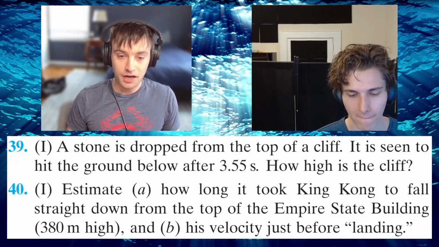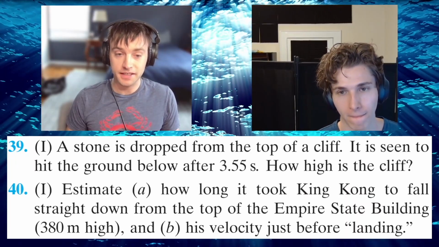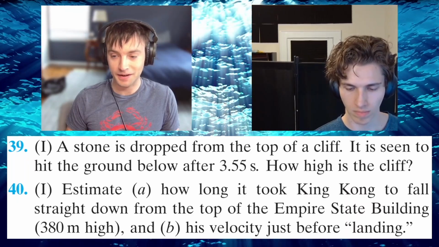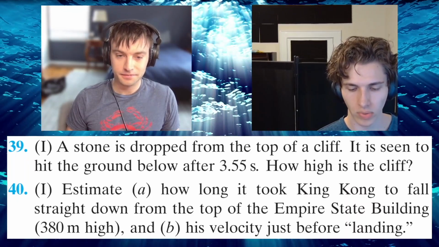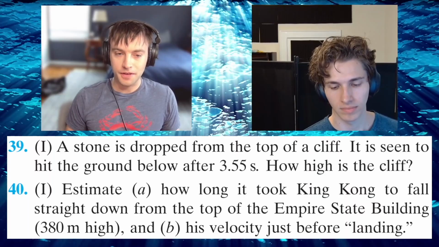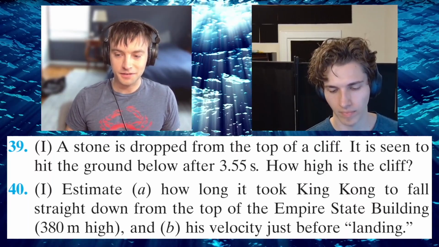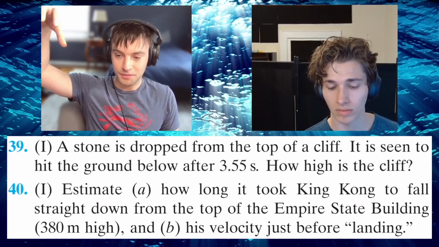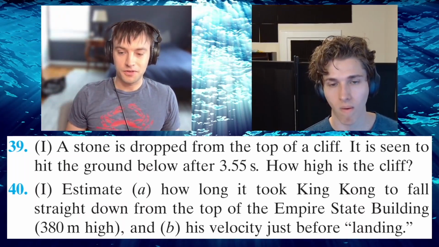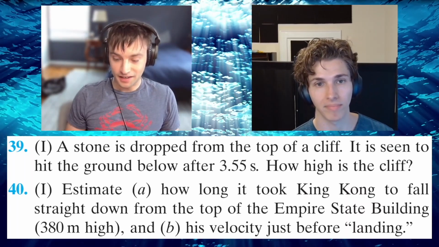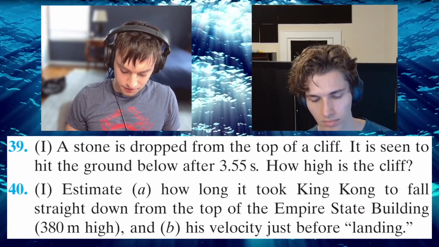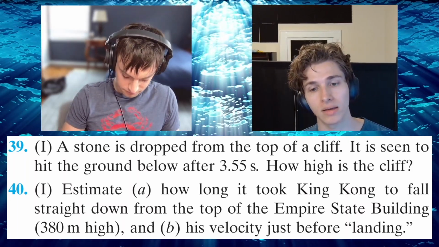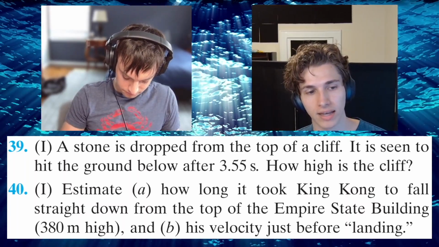A stone is dropped from the top of a cliff. It is seen to hit the ground below after 3.55 seconds. How high is the cliff? Okay, what do we know here? We know that the initial velocity would be 0 because it's being dropped from a place. Right? And we also know that the force of gravity is acting on it, and that would be negative 9.8. Nice. And we know that the time is 3.55 seconds.